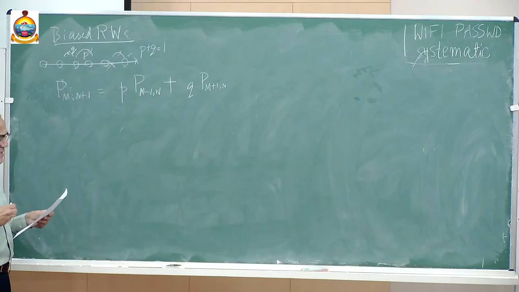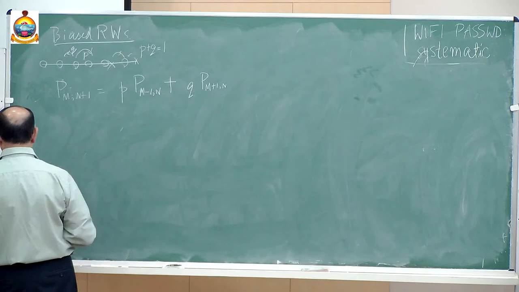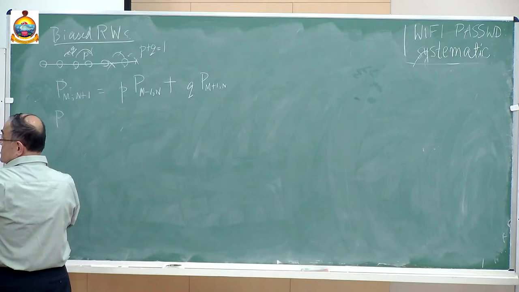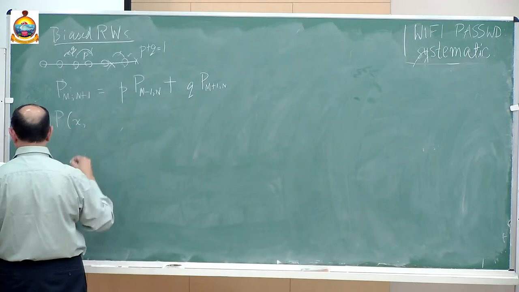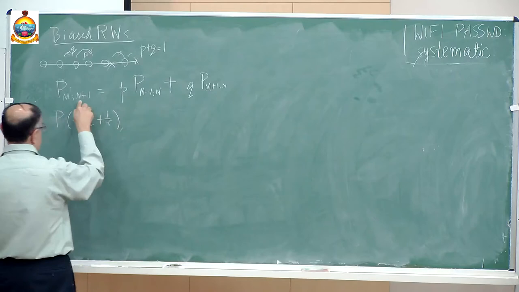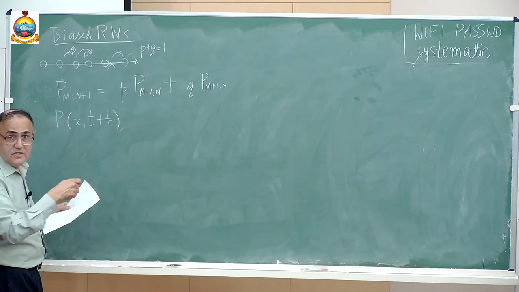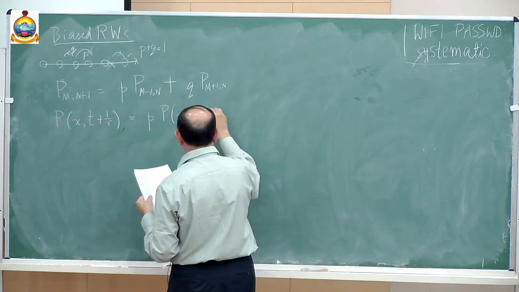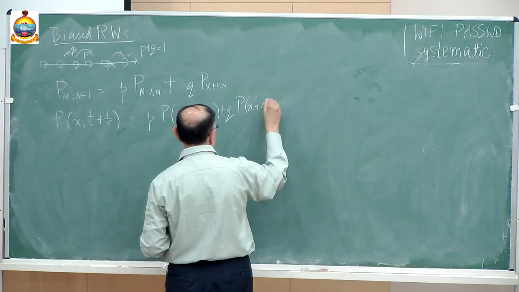Now let me go to a continuum description in the following way. I'll convert to x and t with those correspondences that I've written there. This is, after all, being at point x at time t plus 1 over r. If n corresponds to time t, there's one more step I've taken, but in terms of t, that's 1 over r. So that's equal to little p times capital P of x minus a, at site m minus 1, at time t, plus little q times P of x plus a at time t. And of course, I'll expand this as well.